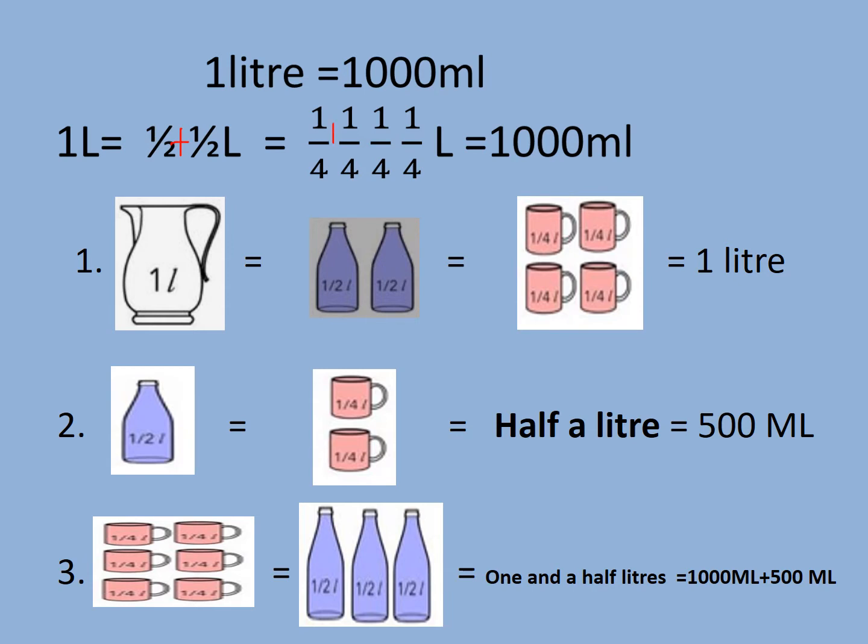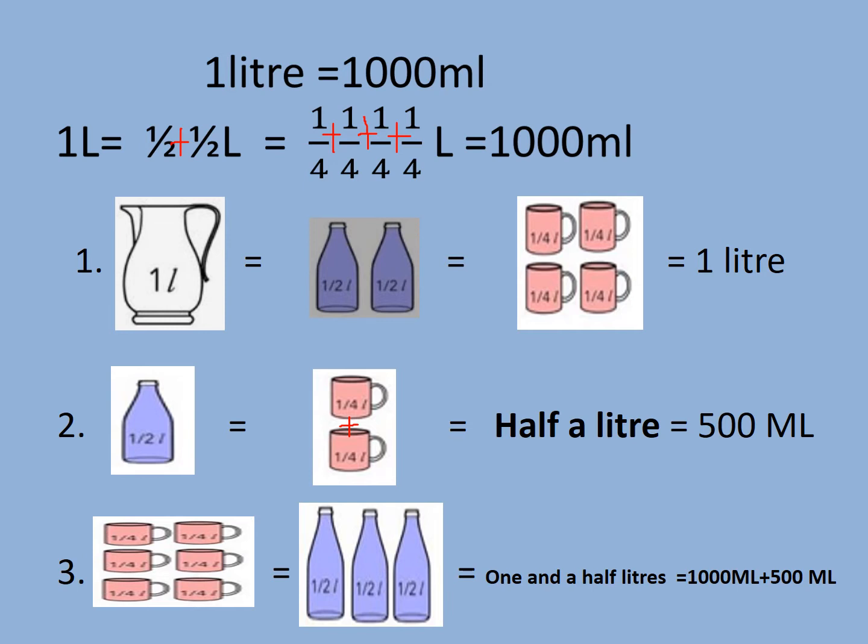Or we can add 1/4 liter 4 times to give us 1 liter. Okay, now for us to get half a liter, we can add 1/4 liter how many times? 2 times. 1/4 plus 1/4, which will give us half a liter, and half a liter is equal to 500 milliliters.